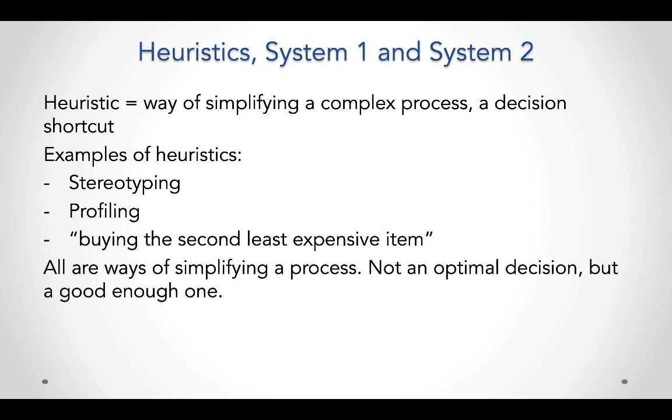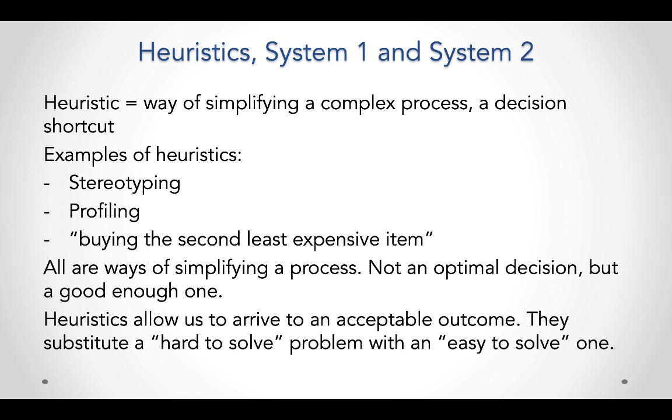So these are some examples of heuristics, and they're all ways of simplifying your process, right? We're not searching for the optimal decision, but as we satisfice, we go for the good enough one, and we stop there. And this brings us back to what we discussed before, that heuristics allow us to arrive at an acceptable outcome, and they substitute a hard to solve problem with an easy to solve problem. Remember, when we are faced with a hard to solve problem, like which type of wine to buy when we go out for dinner, if you don't know a lot about wines, then you're stumped, right? So then you replace this question with an easier one, and you come up with buy the second least expensive wine on the list.